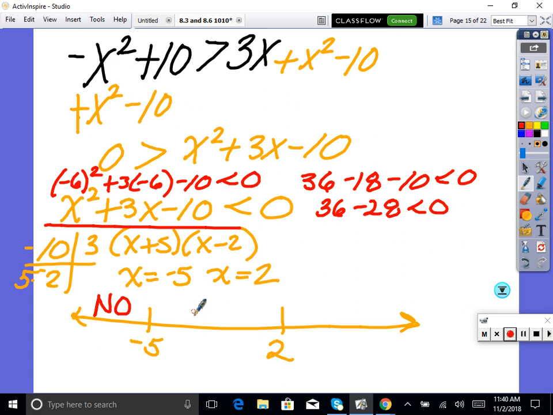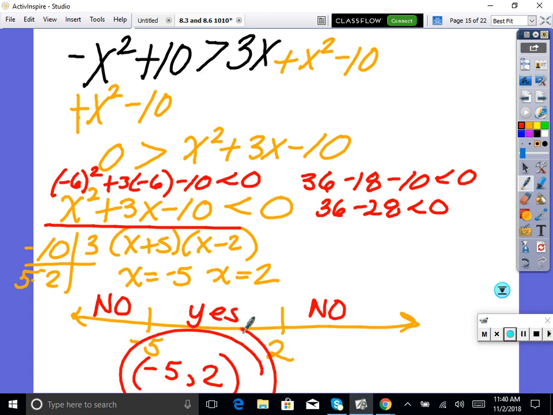So then this will be a yes, but you're going to, on the homework, at least check the next one. And then the next one will be a no. So now from here we can say the yes was between negative 5 and 2. Does it get to include 0? No. So these are also no's. So then parentheses. There's your answer.